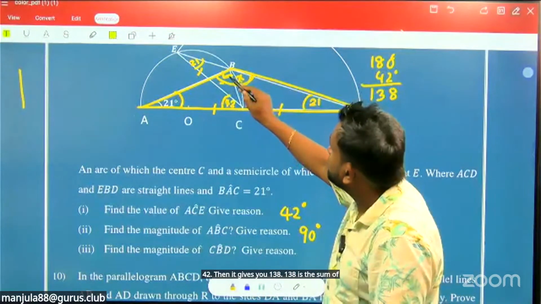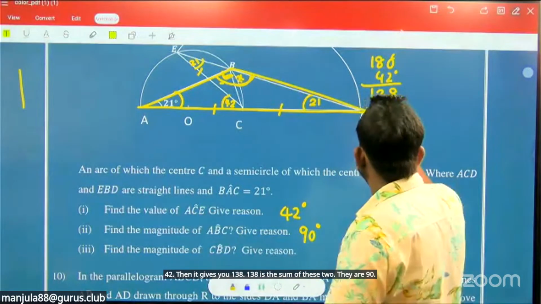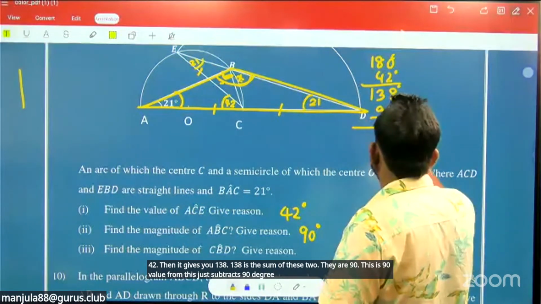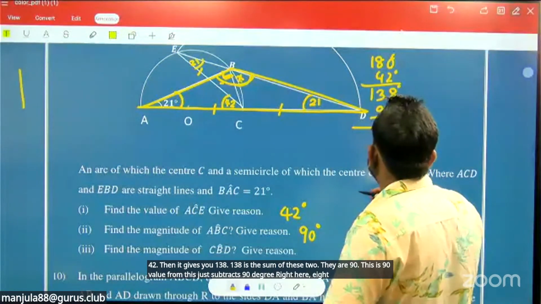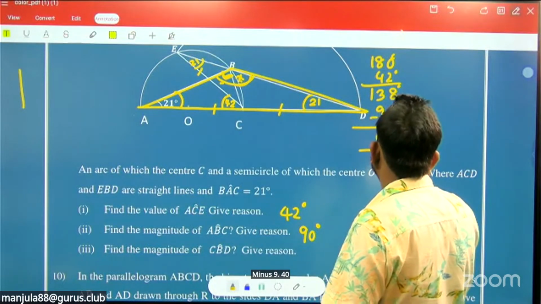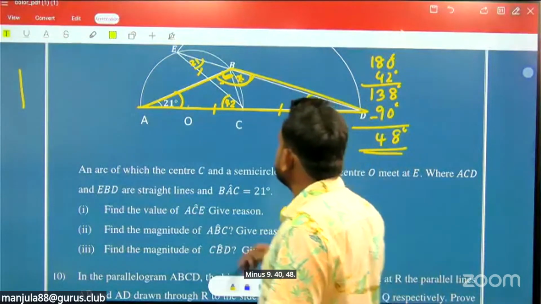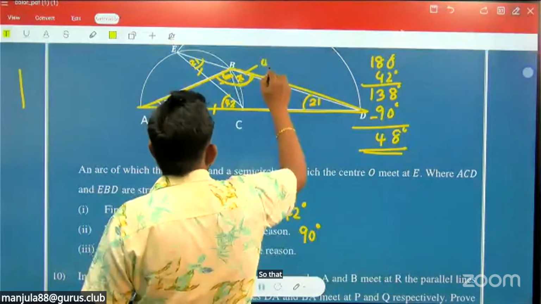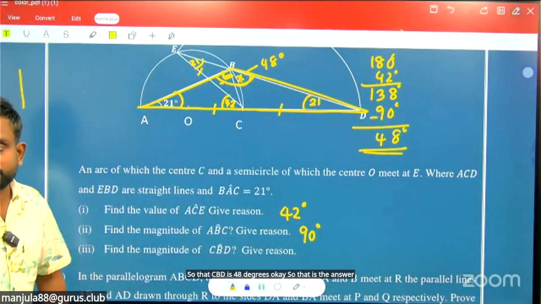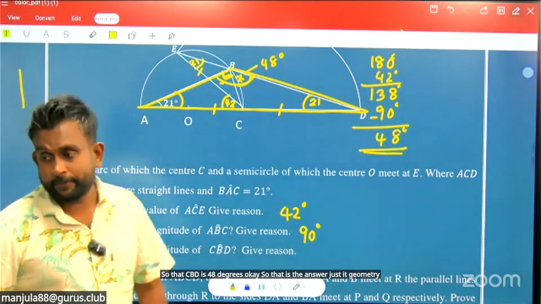They are 90. This is the 90 value. From this, just subtract 90 degrees. Here 138 minus 90, that is 48. So that CBD is 48 degrees. Okay, so that is the answer. Just state the geometry. See how easy it is?